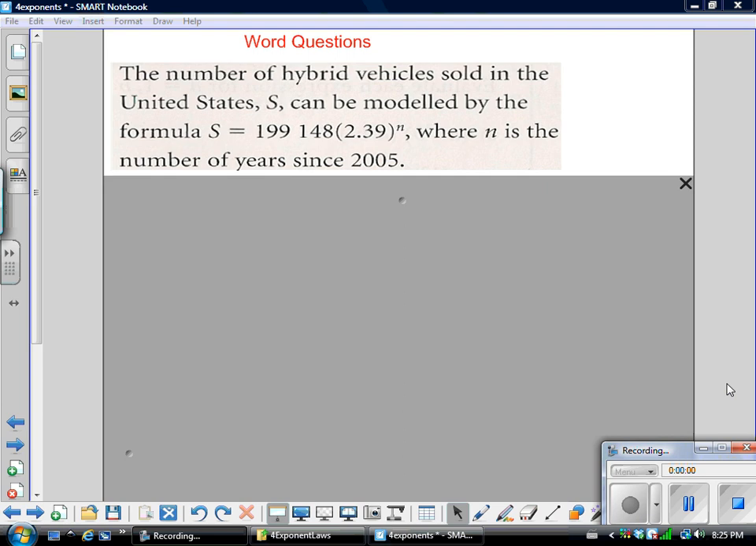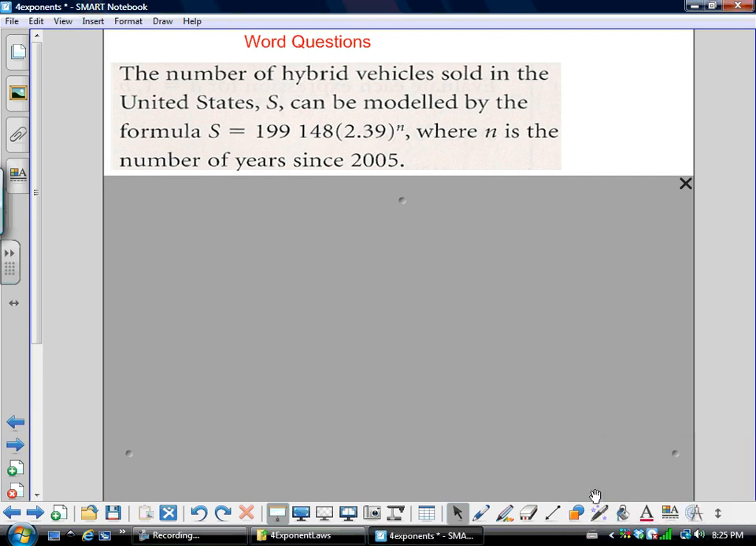Right, let's look at this word question. The number of hybrid vehicles sold in the United States, S, can be modeled by the formula S equals 199,148 times 2.39 to the power of n, where n is the number of years since 2005. So we're looking at stuff that is since 2005, so that's what our formula is made for.